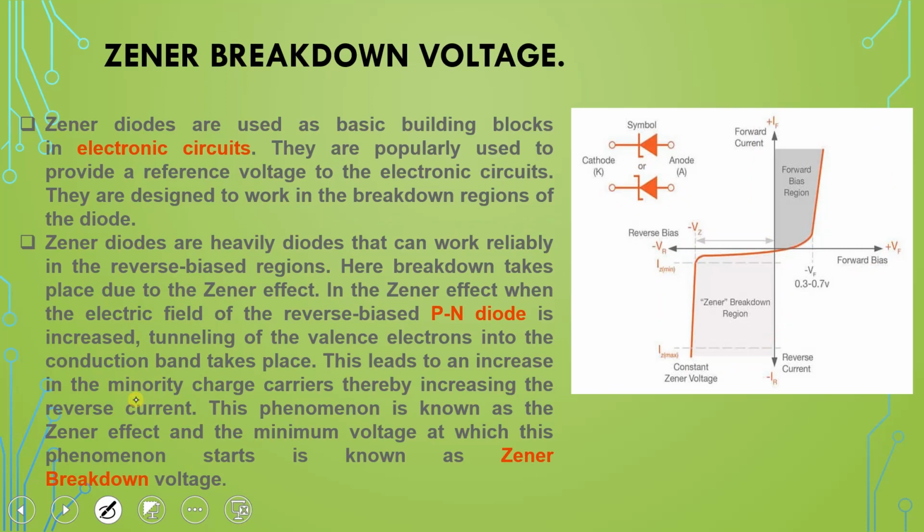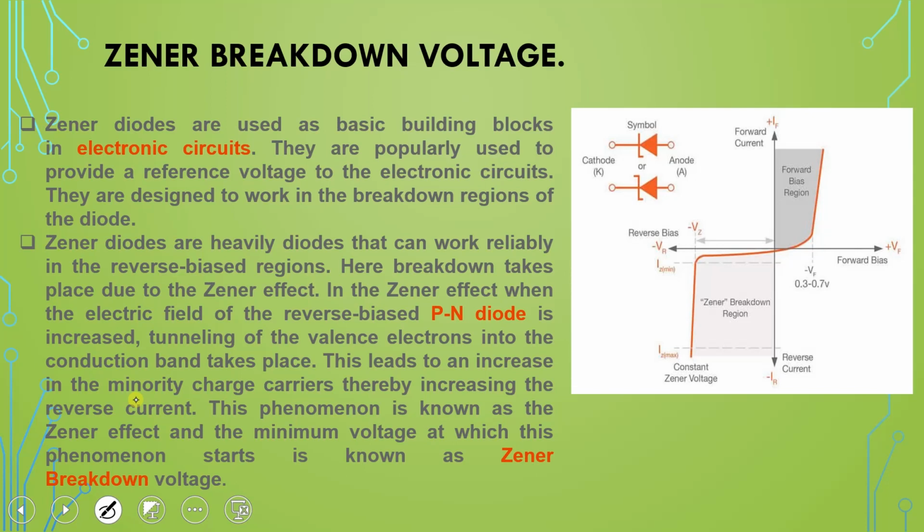Zener diodes are heavily doped diodes that can work reliably in the reverse biased region. Here breakdown takes place due to the Zener effect. What do you mean by Zener effect? In the Zener effect, when the electric field of the reverse biased PN junction is increased, tunneling of valence electrons into the conduction band takes place. This leads to an increase in the minority charge carriers, thereby increasing the reverse current. This phenomenon is known as Zener effect, and the minimum voltage at which this phenomenon starts is known as Zener breakdown voltage. The voltage at which the breakdown occurs is known as Zener breakdown.